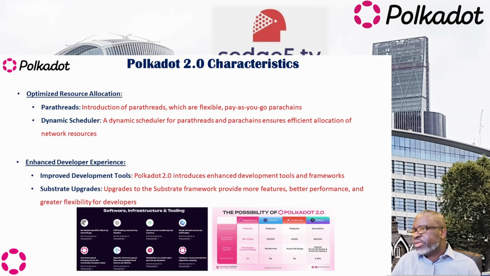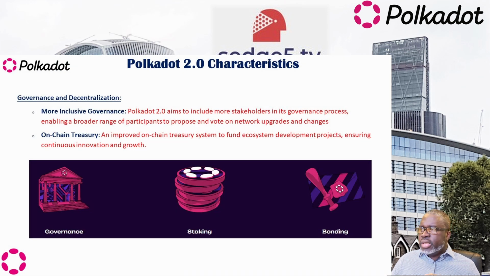Here, upgrades to the Substrate framework, which is the development framework for Polkadot, provide more features, better performance, and greater flexibility for developers. And the final feature is governance and decentralization. This method will be more inclusive, and Polkadot 2.0 aims to include more stakeholders in its governance process, enabling a broader range of participants to propose and vote on network upgrades and changes. And that is alongside the on-chain treasury, which is an improved on-chain treasury system to fund ecosystem development projects, ensuring continuous innovation and growth.